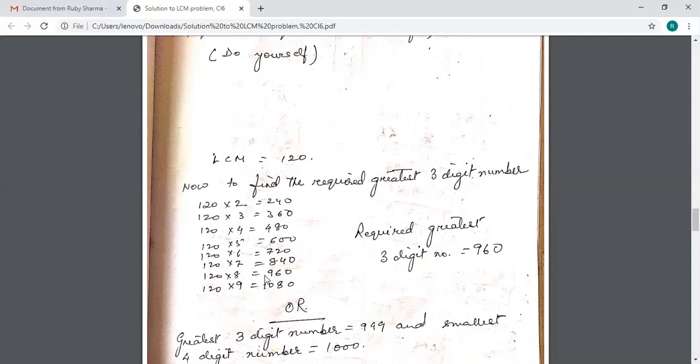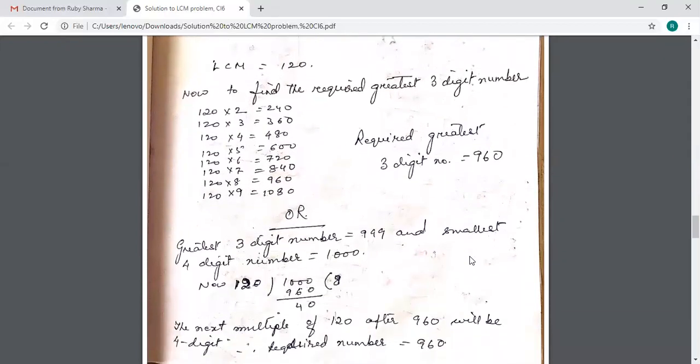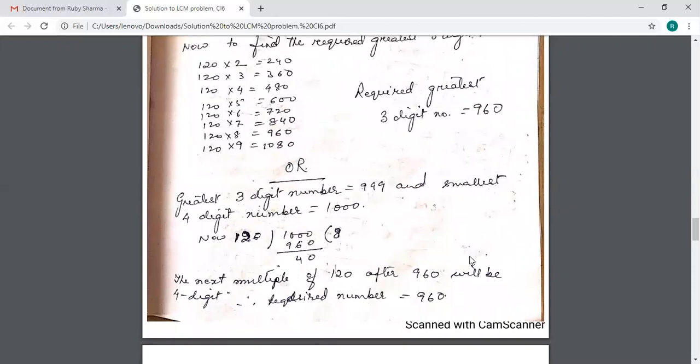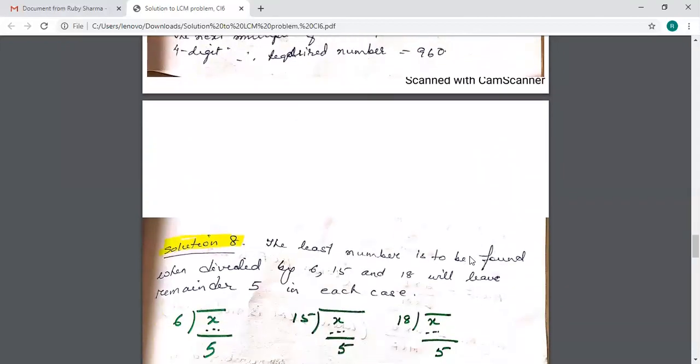So now you get what? This is the 3-digit number, maximum common multiple, and then next is, this is a 4-digit common multiple. Now you need the greatest 3-digit common multiple, isn't it? So this is 960. It is a common multiple of the 3 numbers. Is it clear, all of you? Now this is another way like the previous one, whichever you find it convenient.